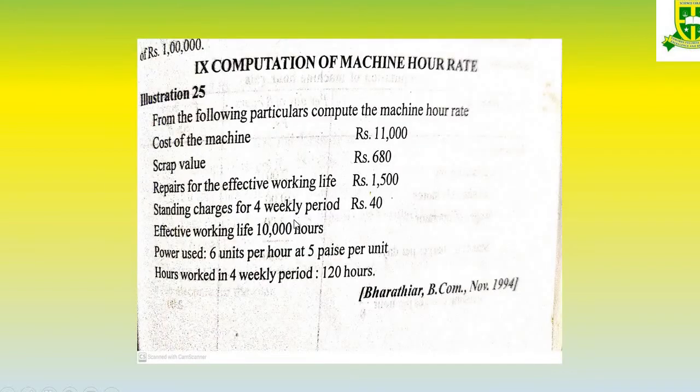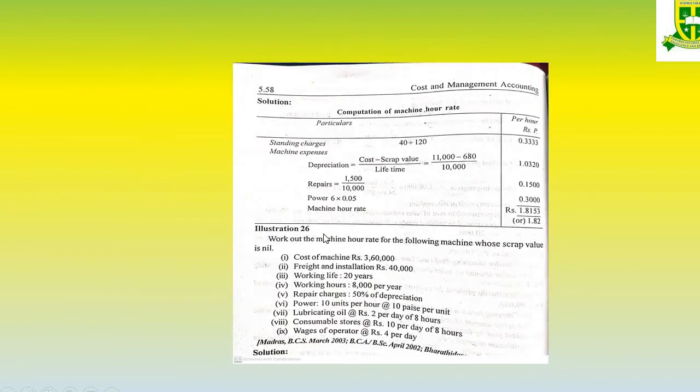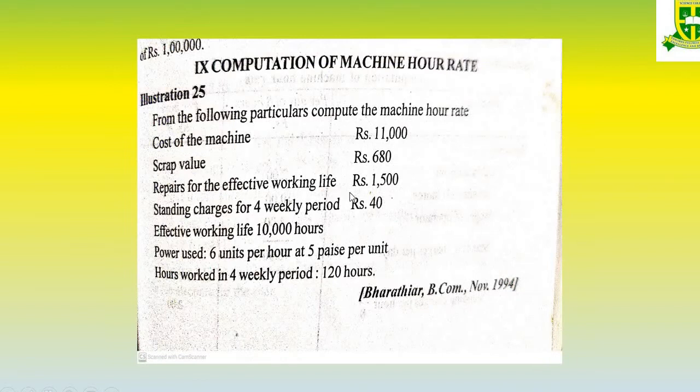The next one is repairs for the effective working life. The repairs charge for the entire period is 1500, and the entire period is 10,000 hours. Under machine expenses, only repairs comes. So repairs 1500 divided by 10,000, because it is given for the whole life period. If it is given for a month, we use the month hours. So it is 0.1550.